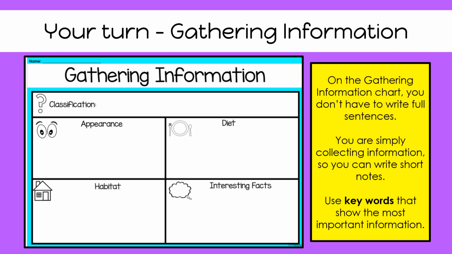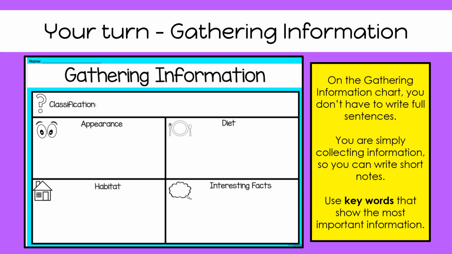Now here is our gathering information chart that we will be using to gather our information, and you all should be very familiar with this gathering information chart now. We have used it before. So it's really important to remember that for our gathering information chart, this is not our completed information report. If you remember when we were writing our report about lions, we then took the information from our gathering information chart and we then wrote it into a full information report with full sentences.